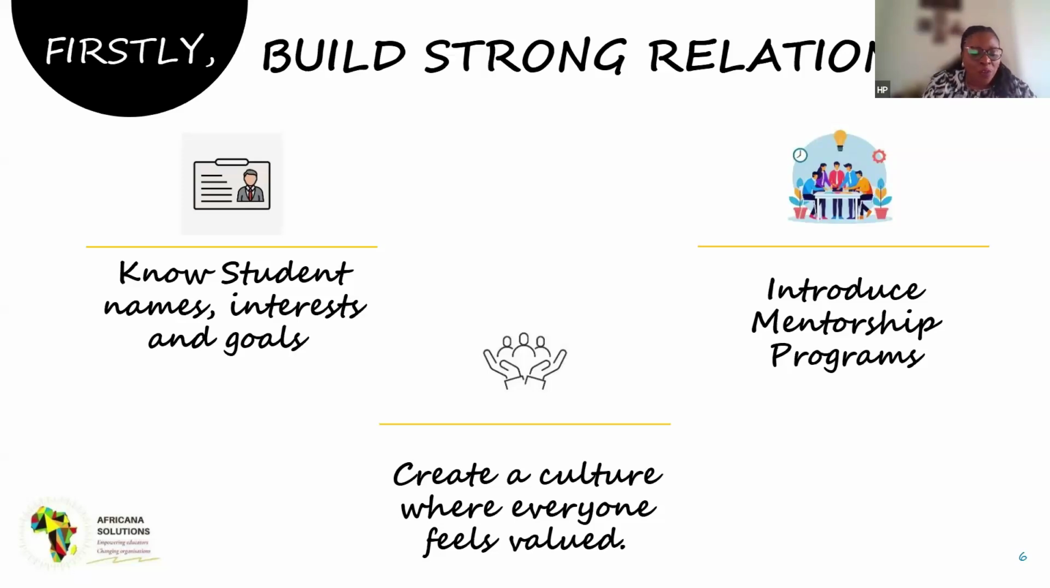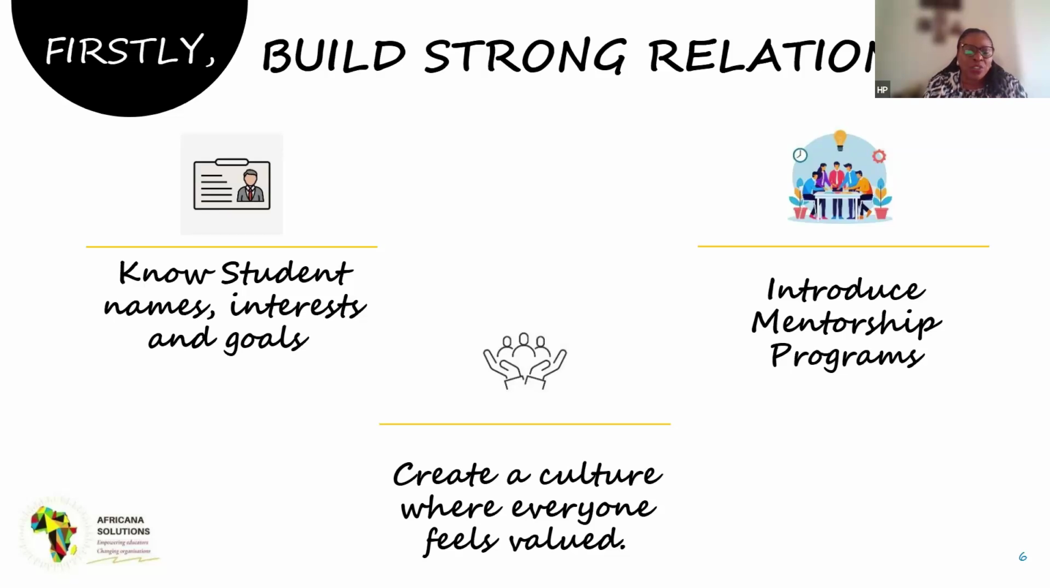Create a culture where everyone feels valued. And then introduce what is called a mentorship program. When you introduce a mentorship program at the student level, it builds strong relationships. There's something that we introduced in our school in year 5, that is primary 5. We started the mentorship program right from primary 5.